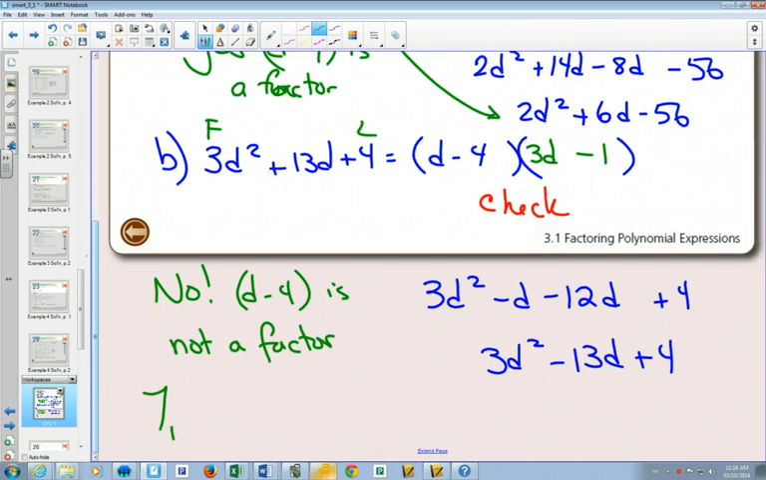Okay, the questions you can do for this one are 7 and 8. And if you didn't do them from yesterday, I said the ones that you could practice for factoring were 3, 4, 5, and 6.